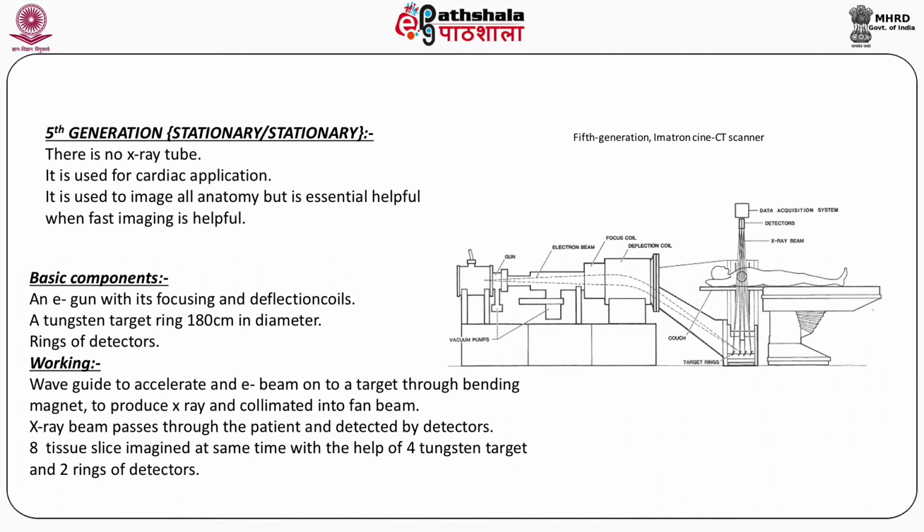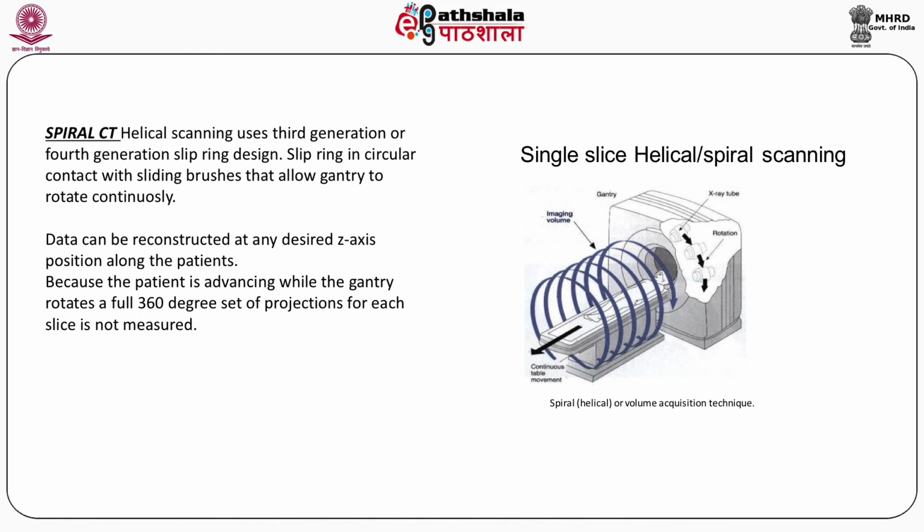The X-ray beam passes through the patient, and the other side of the patient is enclosed by the detectors. This detector was in about 210 degree and the rest is closed by tissue, and at the same time the target with 2 rings of detectors were used. The next scanner type is the spiral CT.